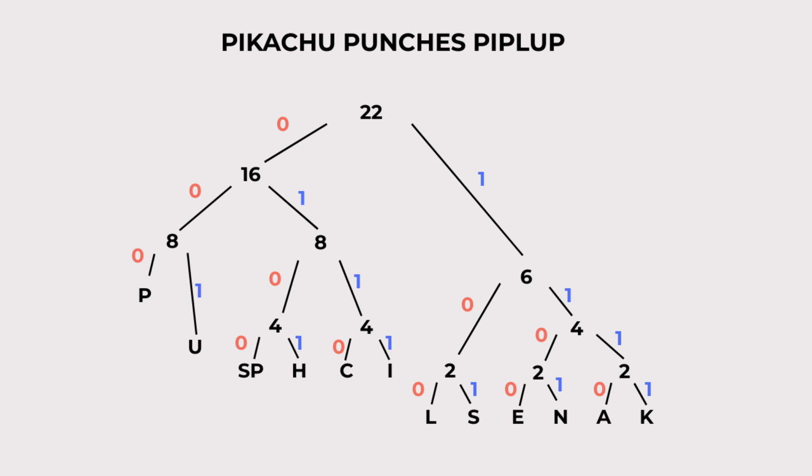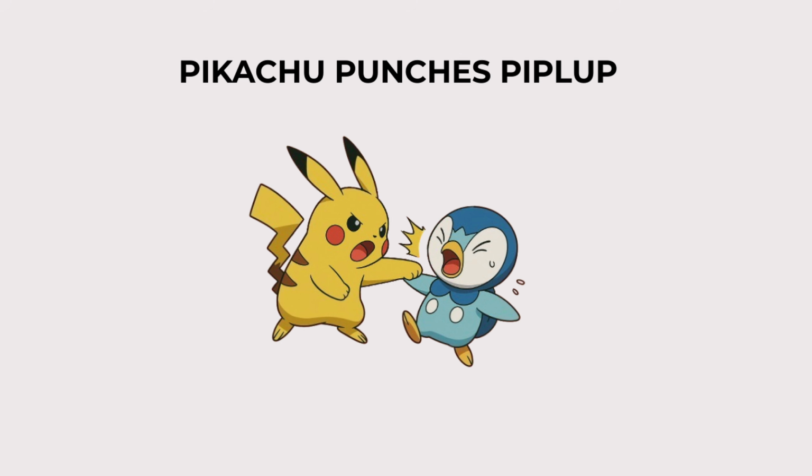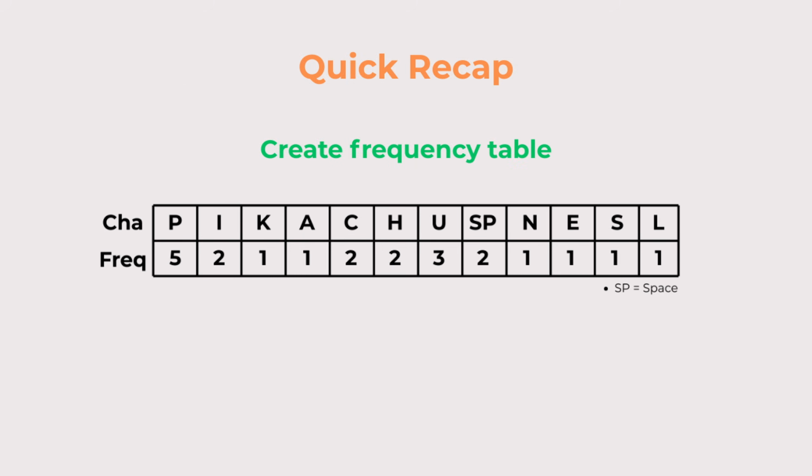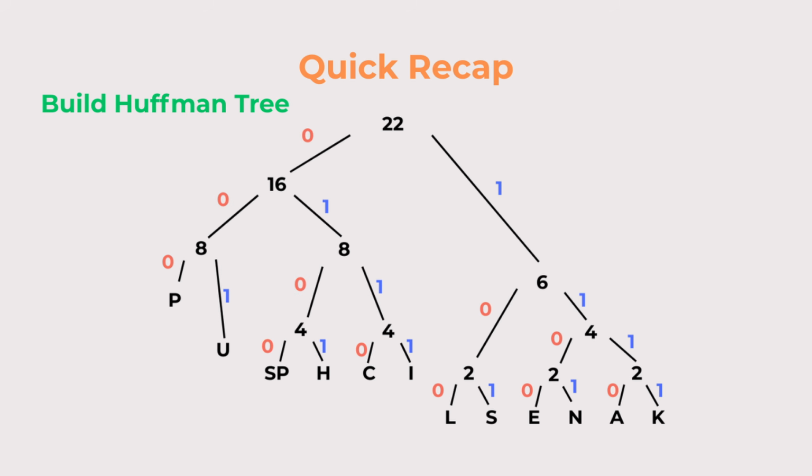And we're done! We've successfully decoded the text and got back the original message. Here's a quick recap. First, create a frequency table. Second, build a Huffman tree based on that table. Third, by following the paths in the Huffman tree, you can encode and decode data for both compression and decompression.